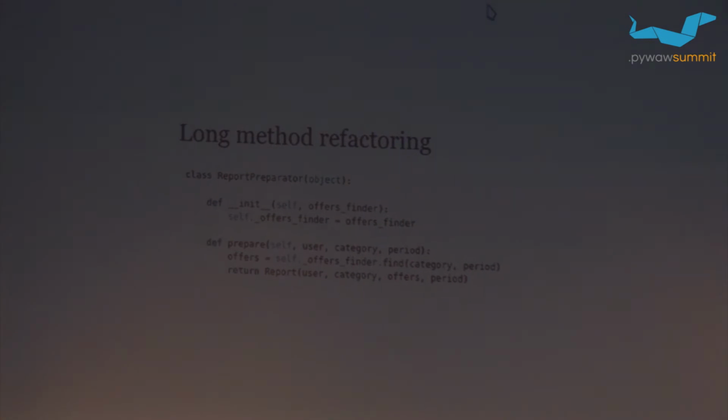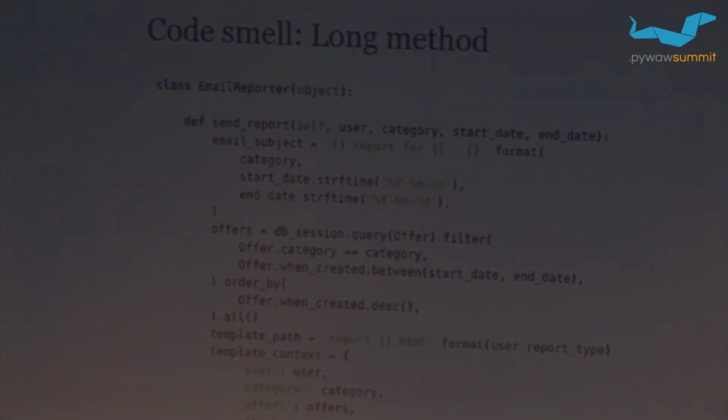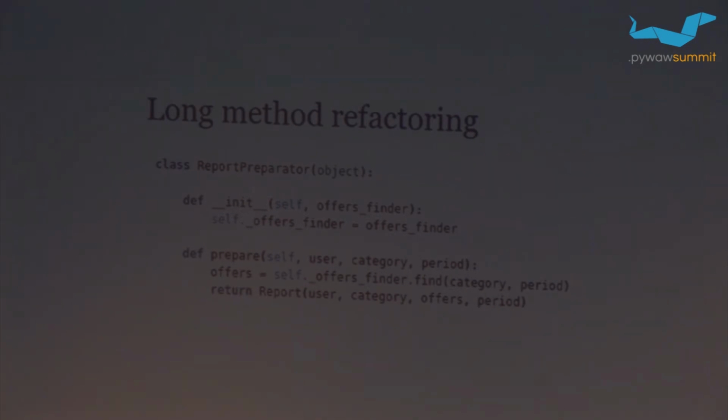Okay, so I need a class for preparing the report, having those arguments, user, category, and period, the same that I needed here. The report needs some offers, so I need to find the offers. So this function prepares a report. It returns a report instance, but it is not responsible. It looks for offers, but it is not responsible for how we look for the offers. We have a separate object called offers finder, and we don't even know what is this object. This class is not responsible for defining the class for finding the offers.